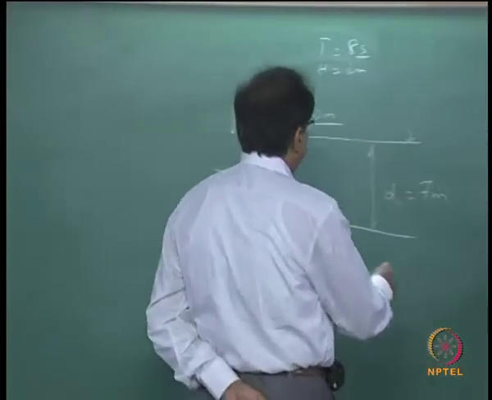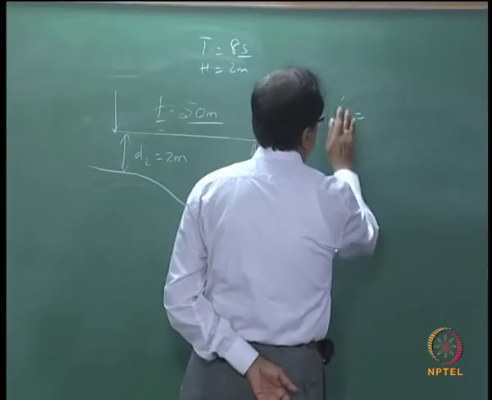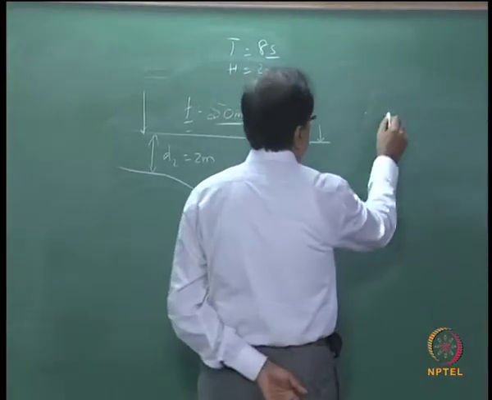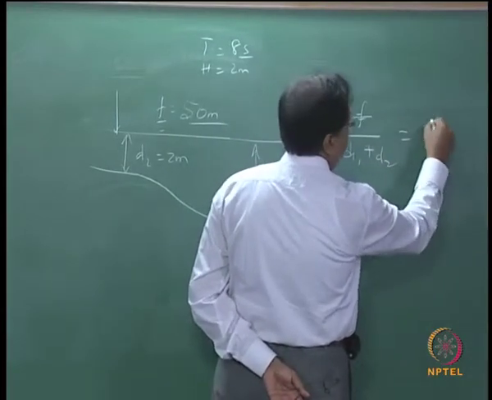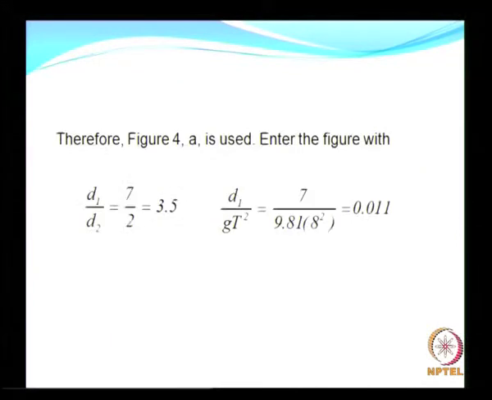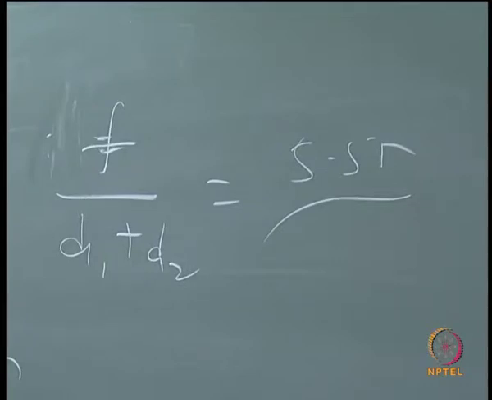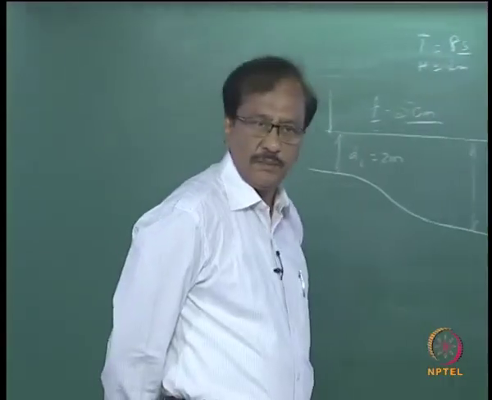So the first step will be, if I call this A_f or whatever it is, I calculate the parameter, and this will be 5.5. And d1 by d2 is going to be 3.5, and d1 by gT square for the present problem will be 0.011. All simple dimensionless parameters you need to calculate.